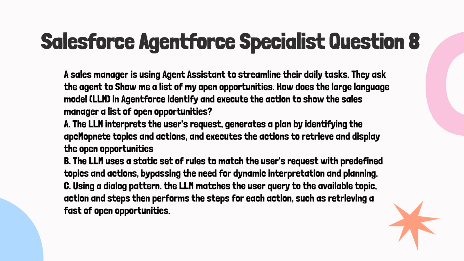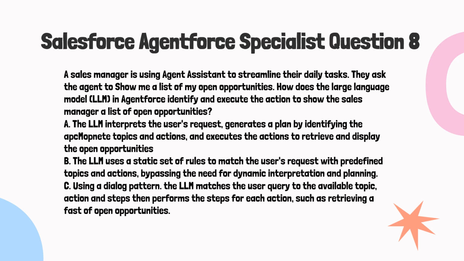A sales manager is using Agent Assistant to streamline their daily tasks. They ask the agent to show me a list of my open opportunities. How does the large language model, LLM, in Agentforce identify and execute the action to show the sales manager a list of open opportunities? A. The LLM interprets the user's request, generates a plan by identifying the appropriate topics and actions, and executes the actions to retrieve and display the open opportunities.